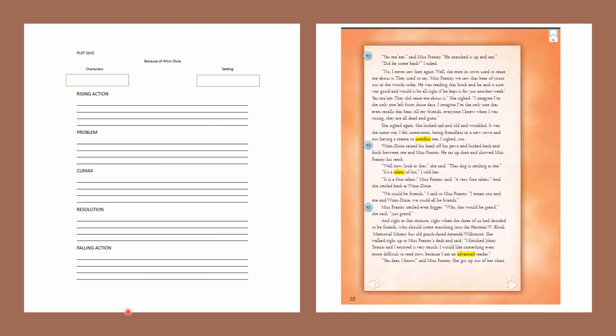Okay, so now we're at the climax and the resolution. Remember, find the resolution first. The climax is right before the resolution. So your resolution is right in here. Okay? Once you put your resolution in, go back and think, what happened right before that to cause the resolution to happen? That's right in here. All right?